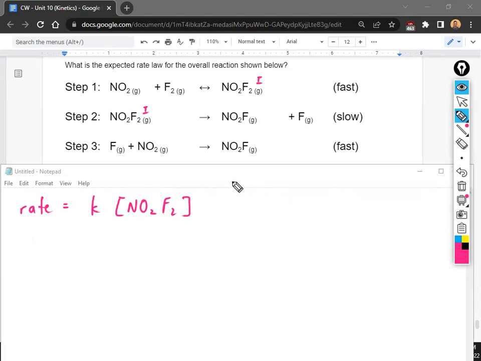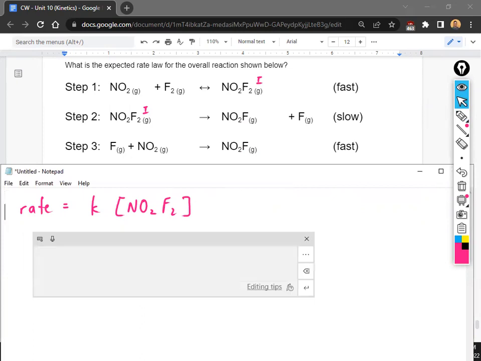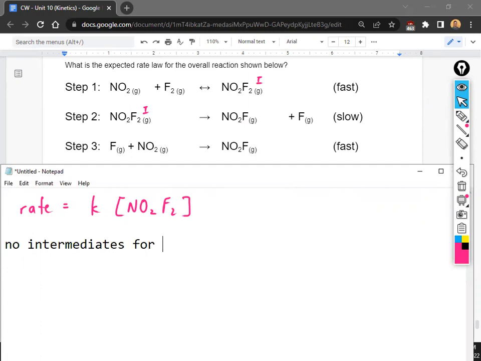Okay, so let's write that down somewhere, okay? No intermediates for rate laws of the overall reaction. So if you write the rate law using the slowest step, but the slowest step has an intermediate, you can't use the intermediate. So you have to use the second slowest step? No, you have to calculate what it is. I know. You gotta do some maths.